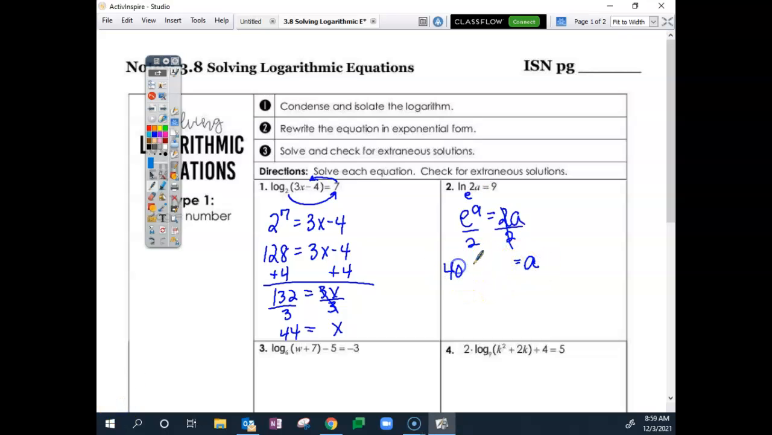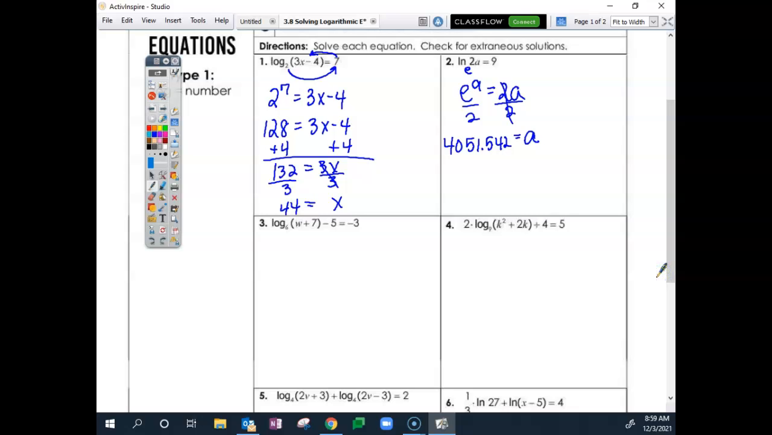Was it 4,051.542? So the next one, everybody watch. The difference between 1 and 3, the log is by itself. Is the log by itself here? So the minus 5, how do I get rid of the minus 5? If I add 5, and so now can I do the circle thing and solve? So you try.